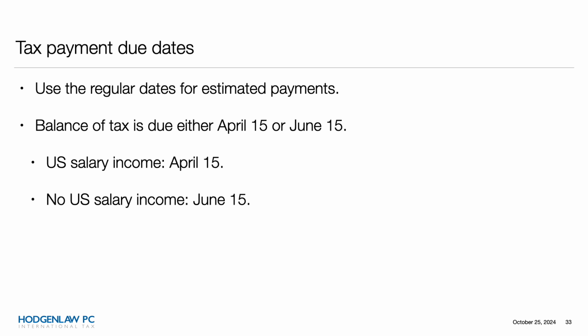For the tax payments, use the regular due dates for estimated payments, and then the balance of tax is due either April 15th or June 15th. Again, U.S. salary income, April 15th. If they didn't have U.S. salary income, June 15th.